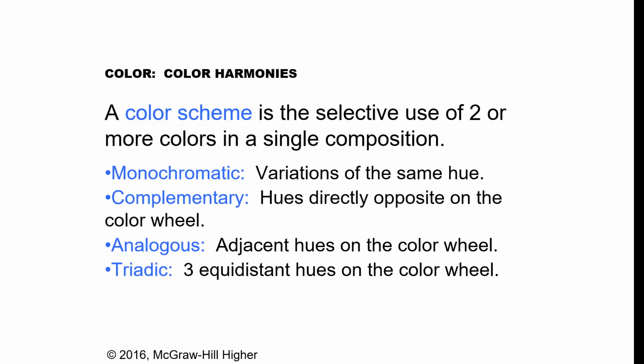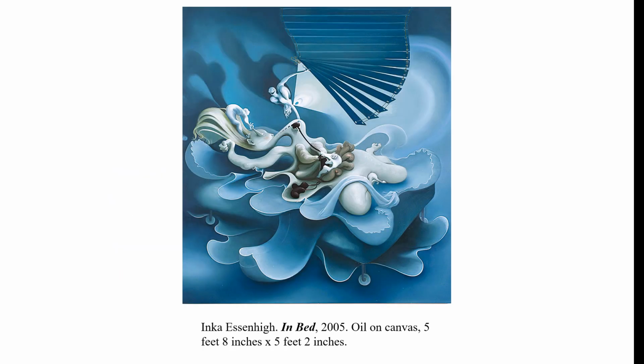So a little bit about color schemes, as we saw in Pissarro's painting on his palette. A color scheme is the selective use of two or more colors in a single composition. Monochromatic is variations of the same hue, so in a way we could say it's a single color. Complementary, these are hues directly opposite each other on the color wheel. Analogous, as in the Pissarro painting, adjacent hues on the color wheel. And triadic is three equidistant hues on the color wheel. Here's a compelling example of a monochromatic painting.